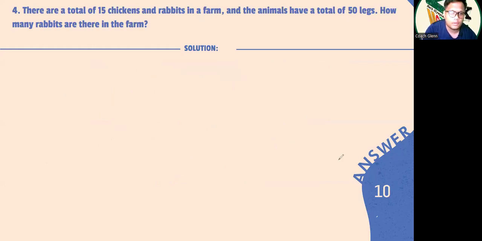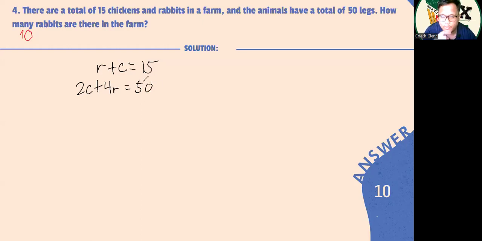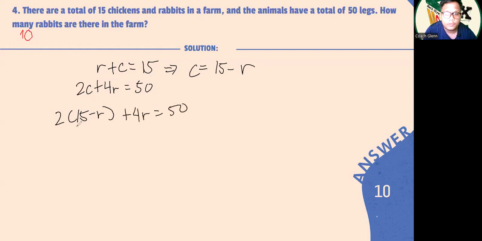So we let rabbits be R and chickens be C. That means R plus C is equal to 15. A chicken has 2 legs and a rabbit has 4, so our equation would be 2C plus 4R is equal to 50. Now we just need to substitute for chicken because we're only solving for R. First, C would become equal to 15 minus R. So we substitute that here. We have 2 times 15 minus R plus 4R is equal to 50. 2 times 15 is 30. 2 times R is 2R. Next, 4R minus 2R, that's 2R.